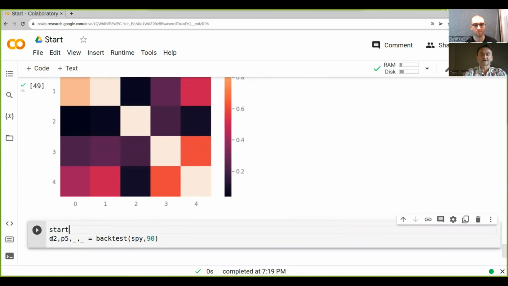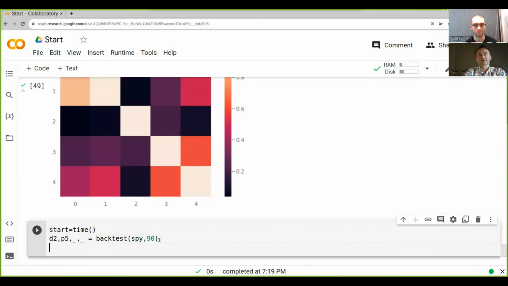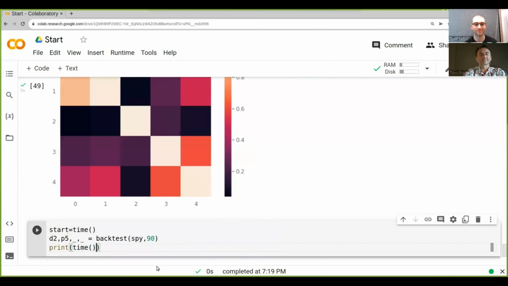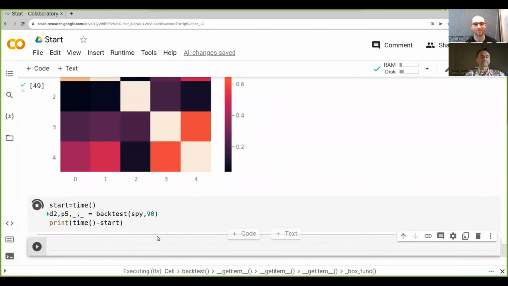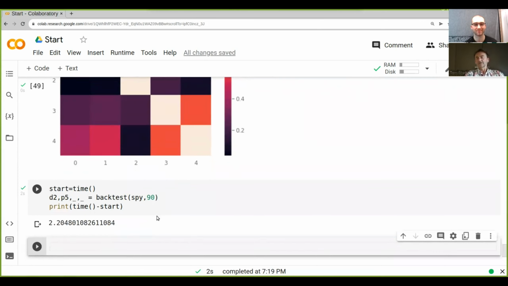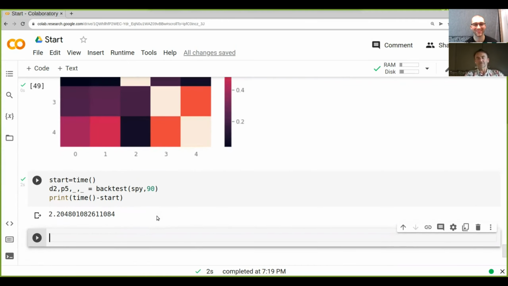We can go start equals time, so that basically gives us the time at the beginning of the run. And we go print time minus start. That gives us effectively the runtime of this backtest. And you can see it's 2.2 seconds, right? Well, it's okay, 2 seconds.